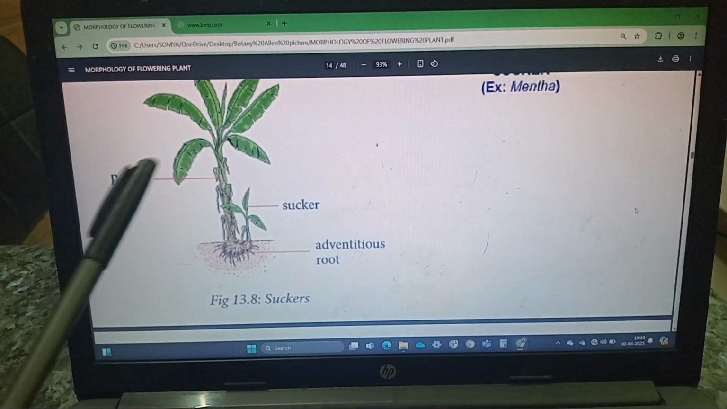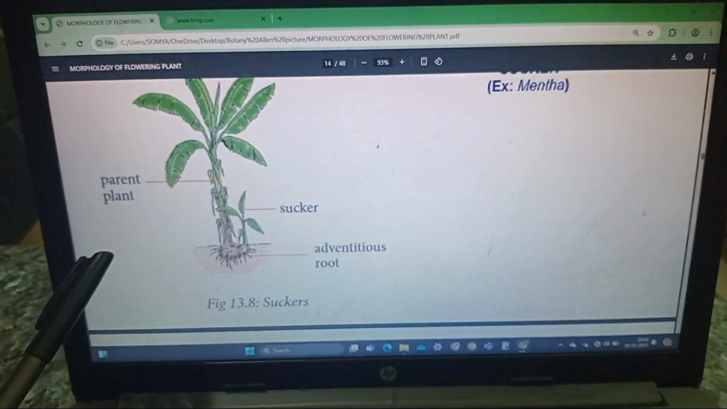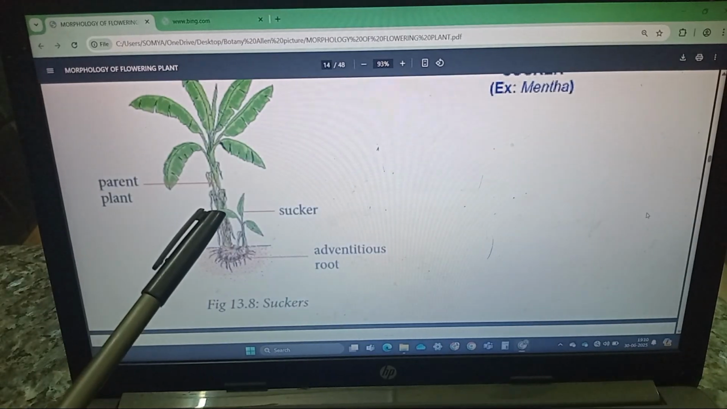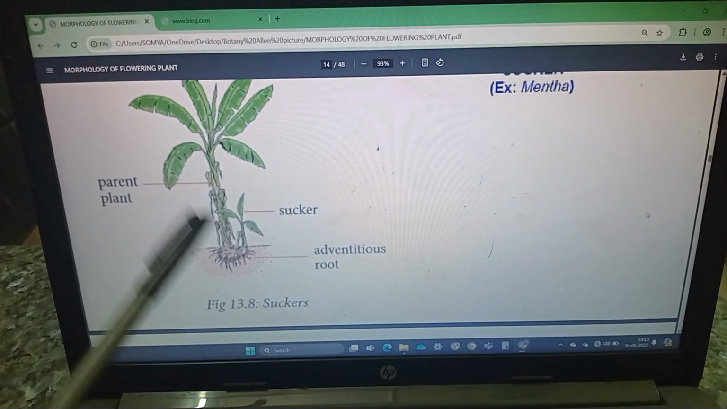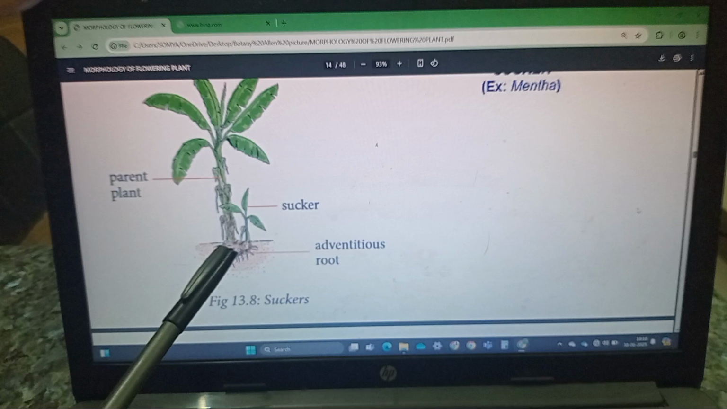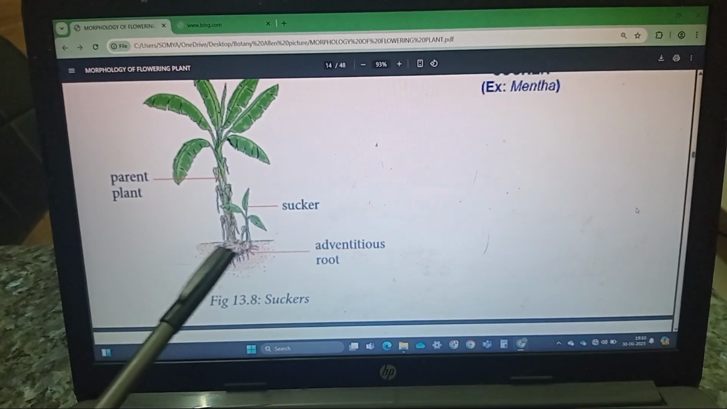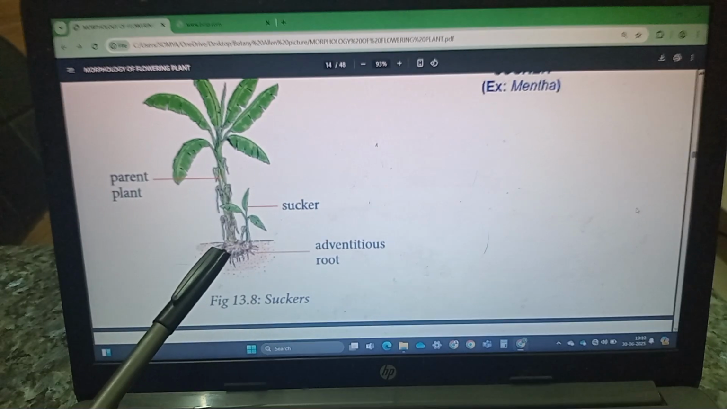Here we see that this is the sucker of the banana. This is the sucker of banana, and this is the parent plant. This is the rhizome of the banana. So in banana there are two modifications of the stem. One is sucker, second is rhizome. We see the rhizome later on also.